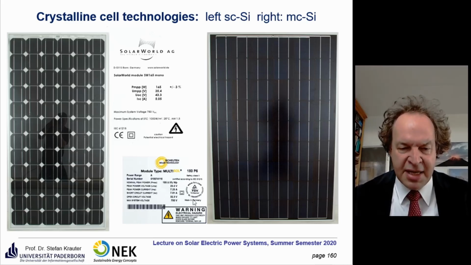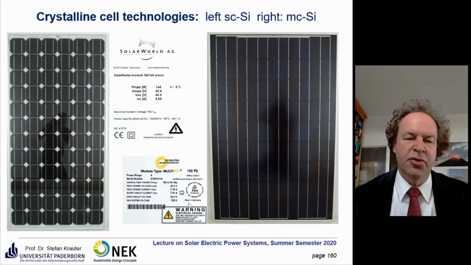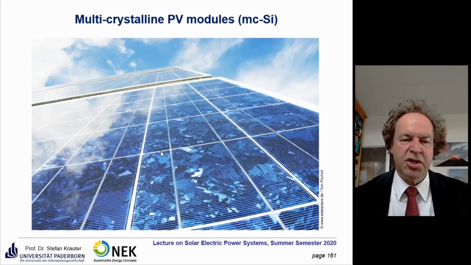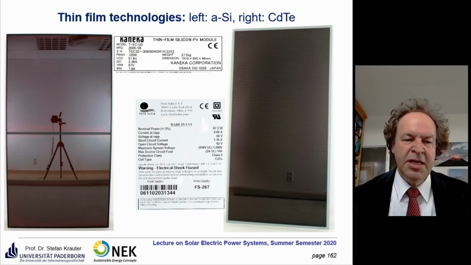Similarly, on the right side here, you also have a data sheet and just some seals showing whether the module has been tested and certified by an entity. In this example, it's by TÜV. Here you see the structure of a monocrystalline, multicrystalline PV module. Here you see thin film modules on the left side made of amorphous silicon.